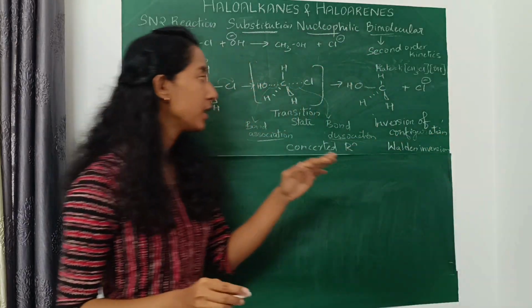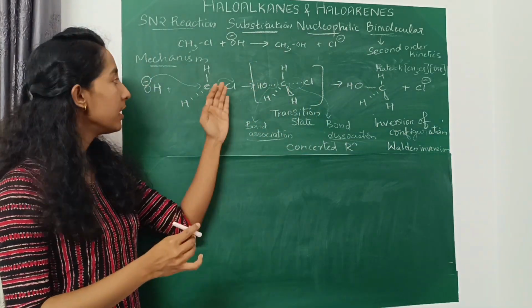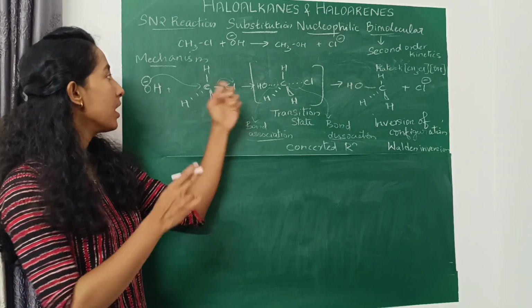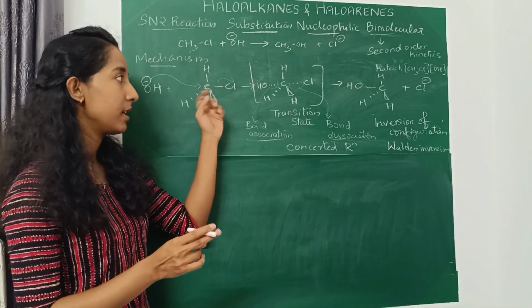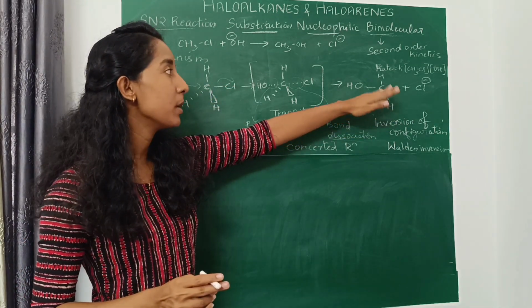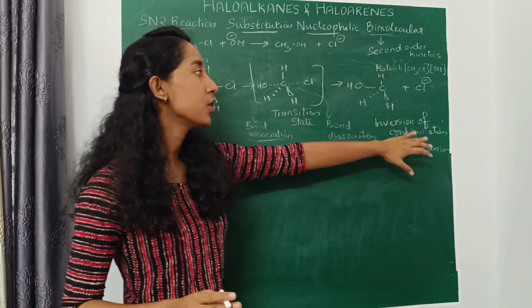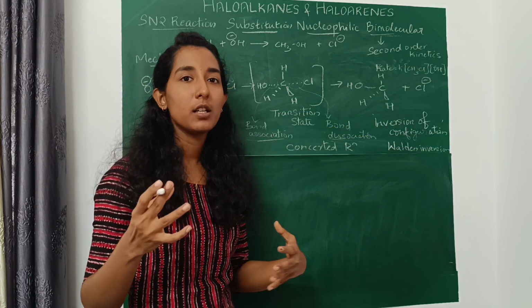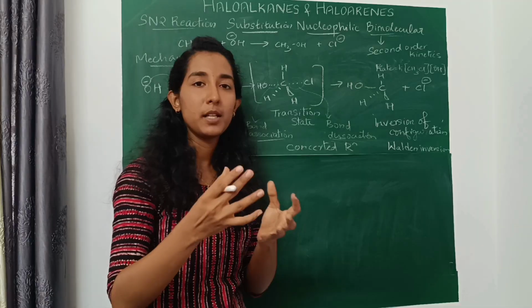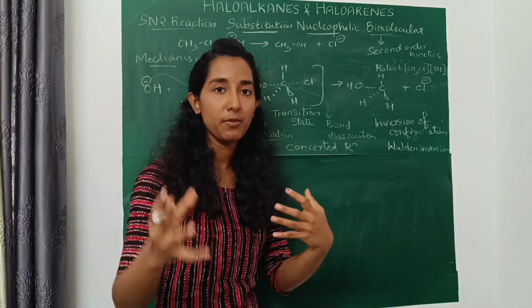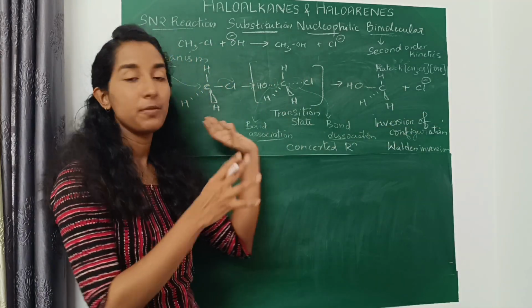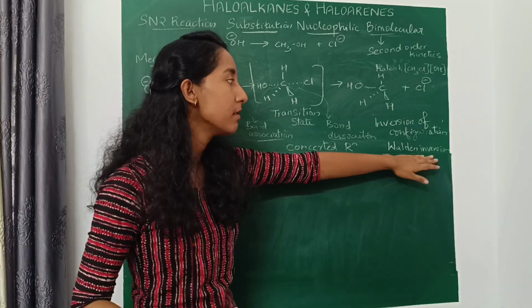Basically, inversion of configuration is that, earlier chlorine was on the front side, and then OH attacked from the back side. So in the product you can see OH on the back side. So there is inversion of configuration, just like when an umbrella moves inside out in strong wind. That is how the configuration has changed. That is the reason we call it Walden inversion.